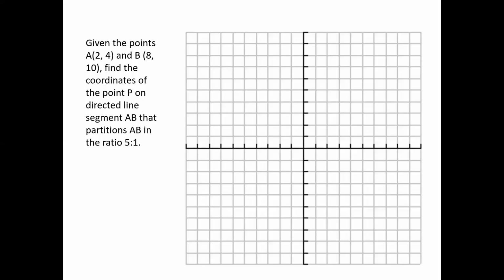All right, so it says given the points A is 2, 4, so A is go over 2 and then up 4. 1, 2, 3, 4, puts it right here. Here's our first point, A. And then B is over 8, 10. So all the way over to 8, 1, 2, 3, 4, 5, 6, 7, 8, up all the way to 10. This is B. And this is A.